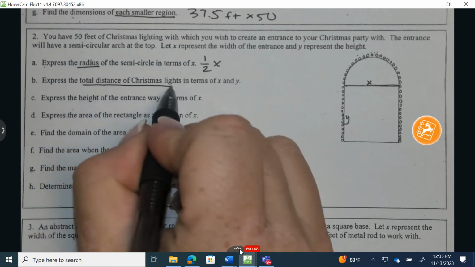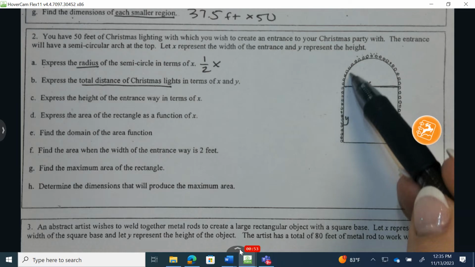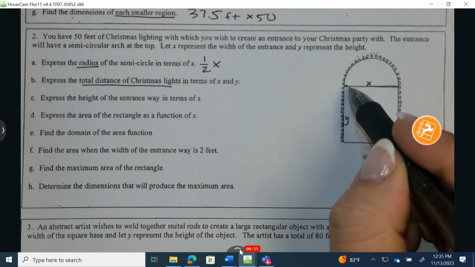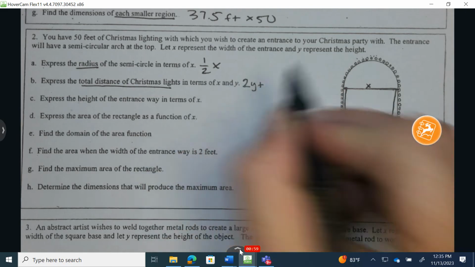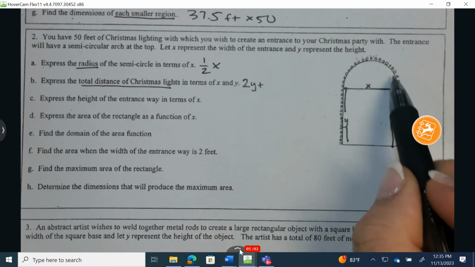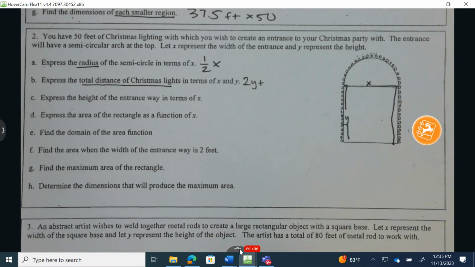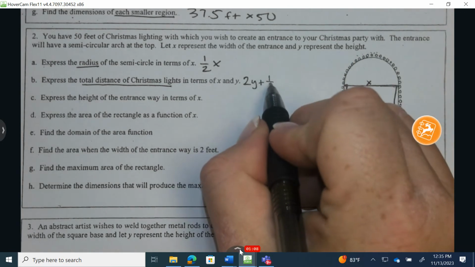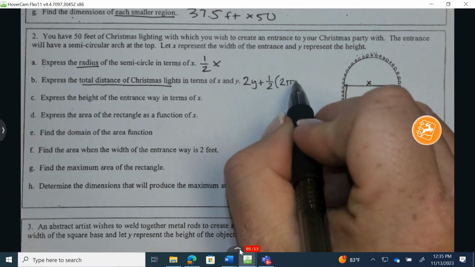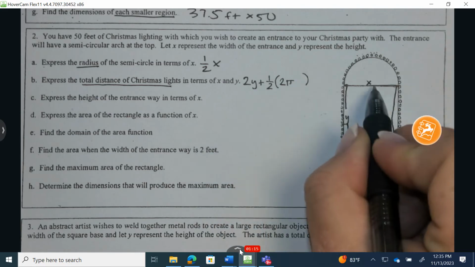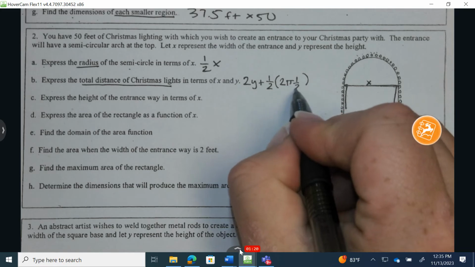Express the total distance of the Christmas lights in terms of X and Y. So this entire part in terms of X and Y. Well, we have two Y's, both on the left and on the right, so I have 2Y plus, and now I need to go half of a circle. The outside of the circle is known as the circumference. Now I only want half of the circumference because I have half of a circle. Circumference is 2 pi R, where R is the radius, and we can see up here the radius is going to be described as 1/2 X.